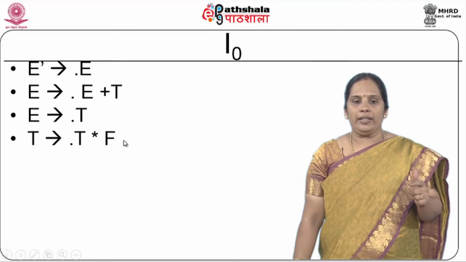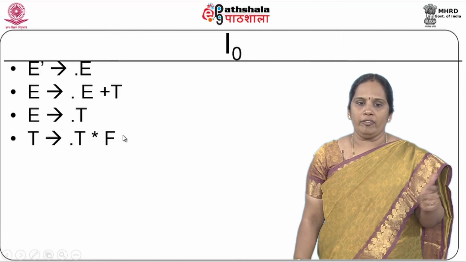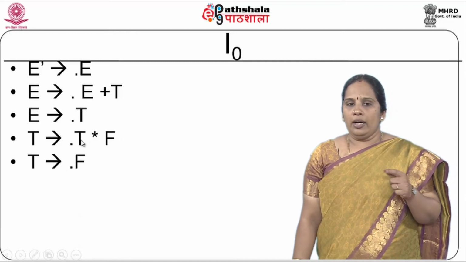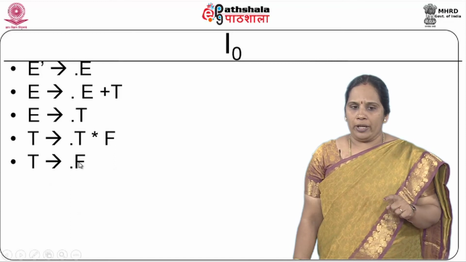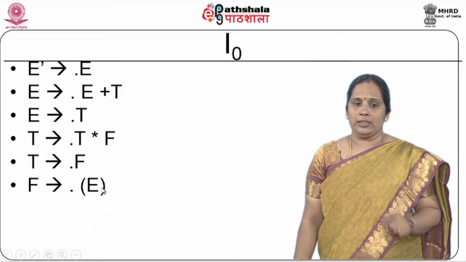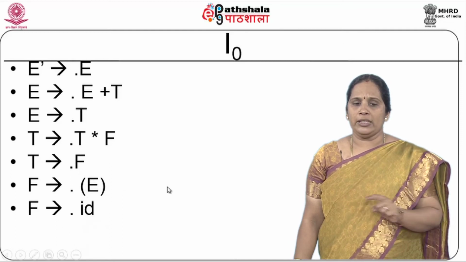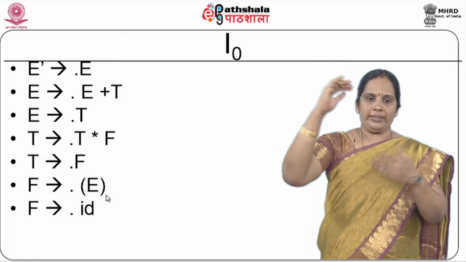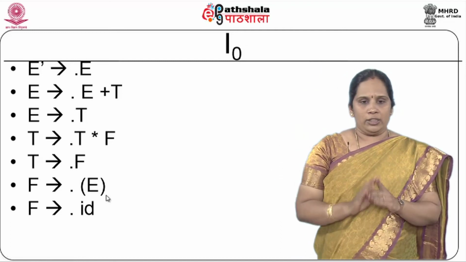So, which is nothing but T produces dot T star F and T produces dot F. Now, there is no problem, I have to add the productions of F now. F produces dot open parenthesis E close parenthesis and F produces dot ID. It is not like I completely copy paste the grammar and then put a dot in the beginning. That is not the situation.